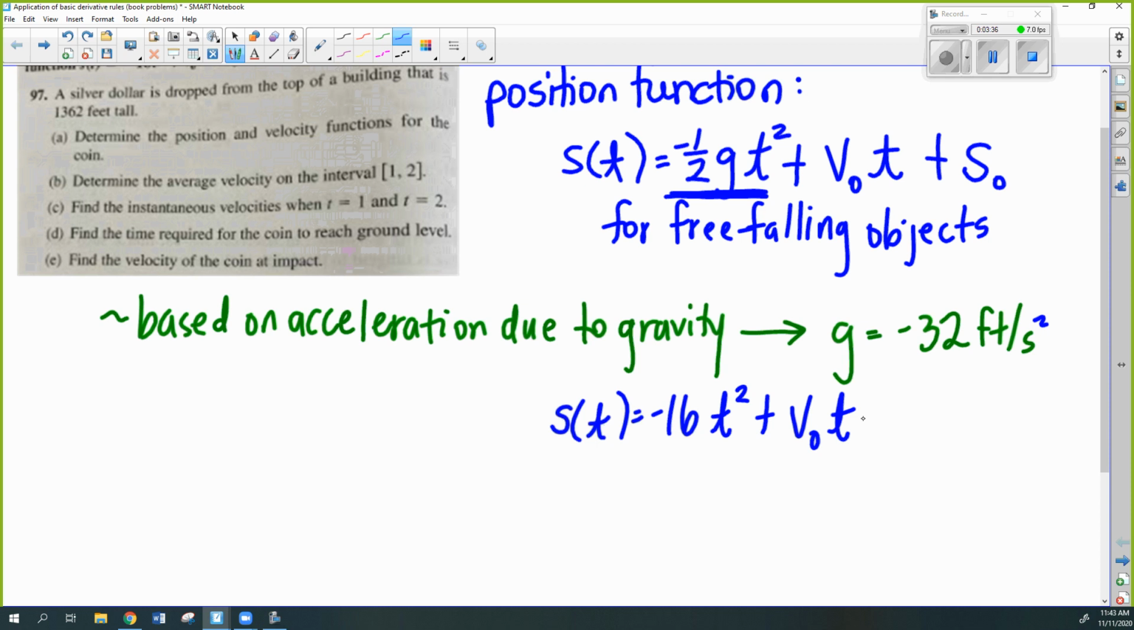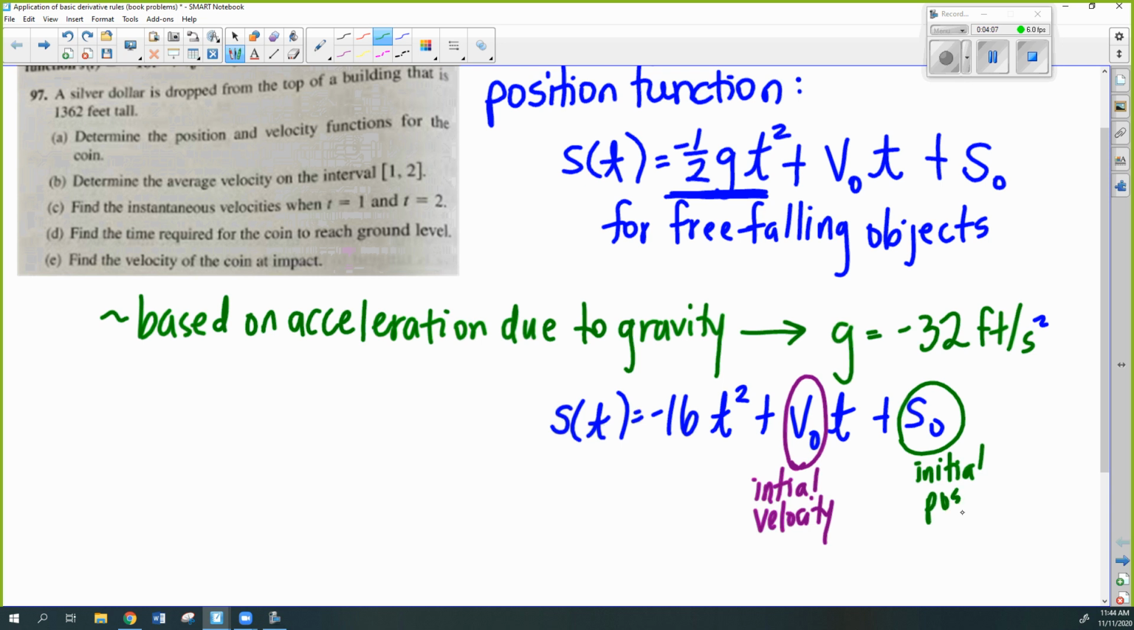Now, I do want to tell you what the other things stand for, okay? And my physics folks may know this. V sub 0, the starting velocity, so initial velocity. And S sub 0, well, since it's my position function and the variable used here is S of t, that's going to be your initial position. So where are you starting from before the object falls? Okay, so we're looking at free falling objects.